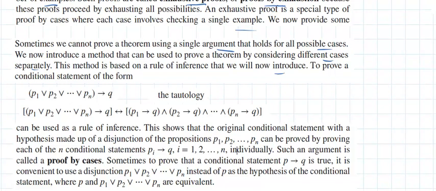To prove that the statement P1 or P2 or P3, all the way to Pn, implies Q is a tautology, you really want to prove P1 implies Q and P2 implies Q, and so on. This can be used as a rule of inference. This shows that the original conditional statement with a hypothesis made up of a disjunction of the propositions P1 through Pn can be proven by proving each of these conditional statements individually.